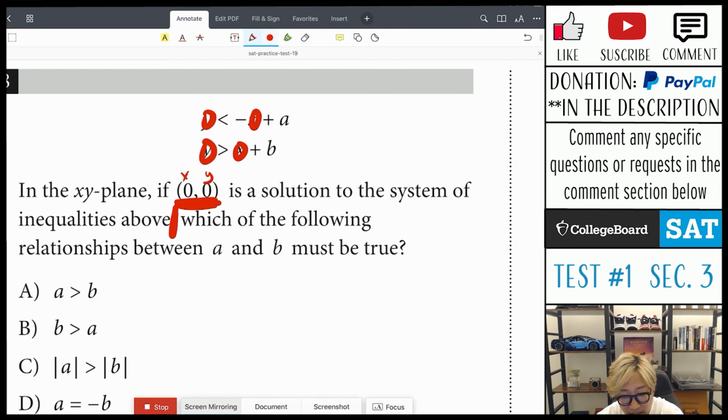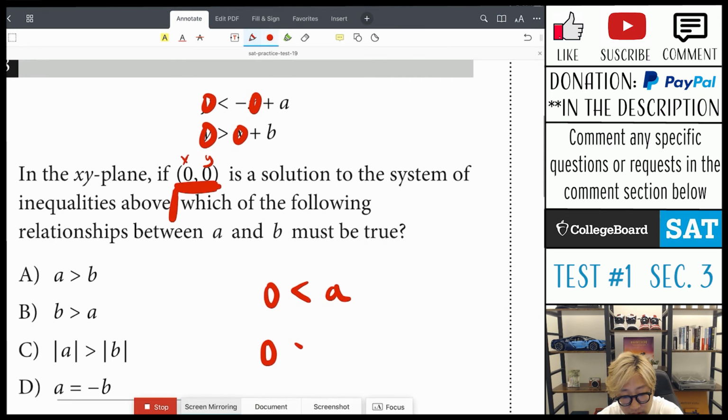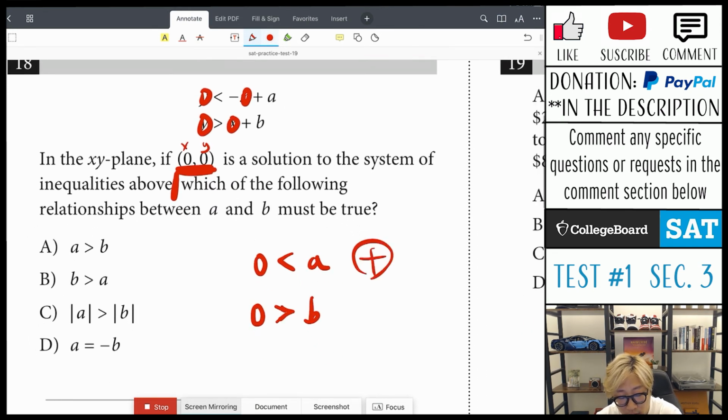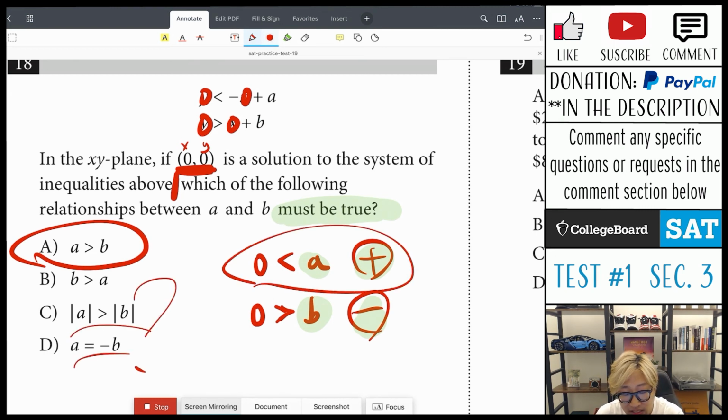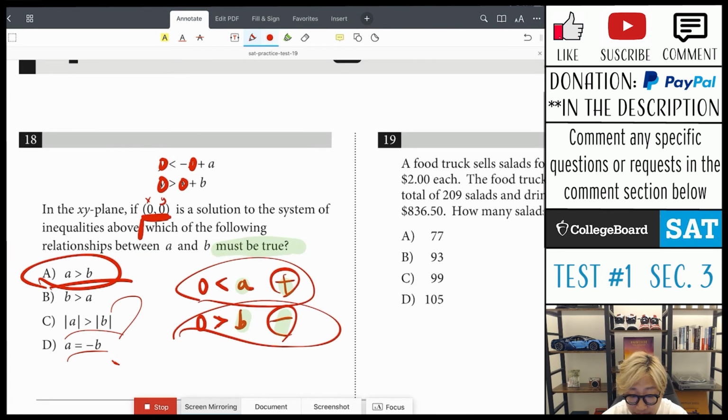Okay, so how does that look? 0 is less than A, and 0 is greater than B. So what do I know about A? It's positive. What do I know about B? It's negative. Which of the following relations between A and B must be true? We know A is positive and B is negative, so A is bigger than B. Since A is positive, it better be bigger than B, which is negative. Easy as that. Moving on.